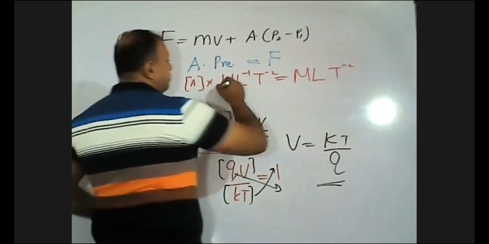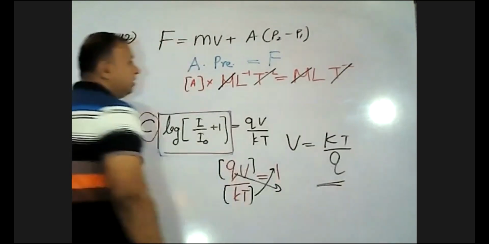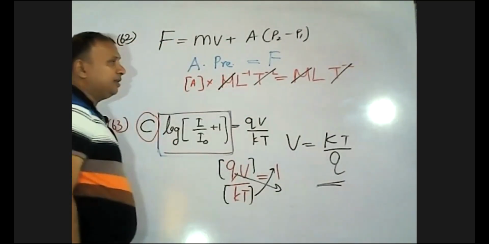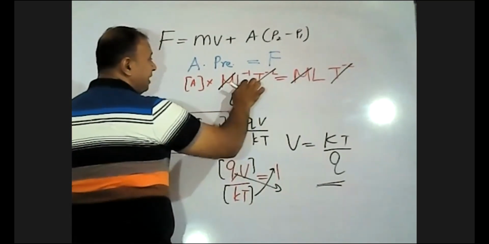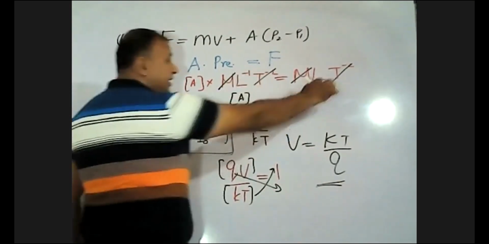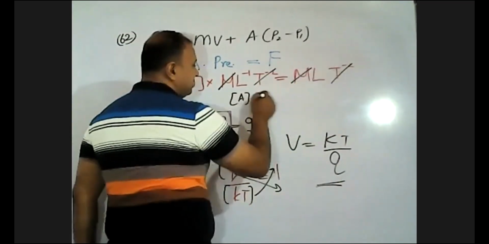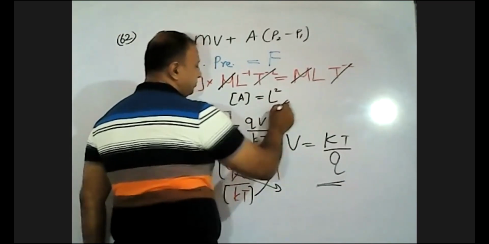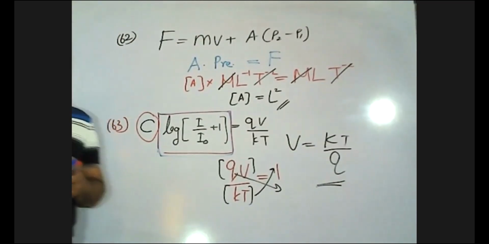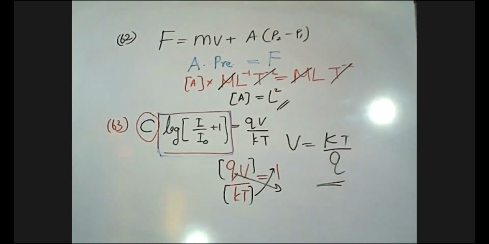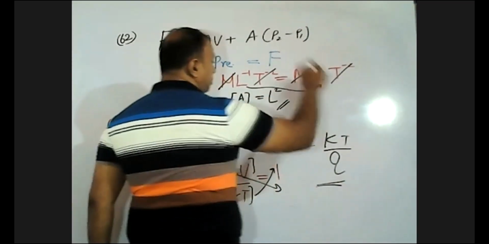M will be cancelled out. T minus 2 and T minus 2 will be cancelled out. The only remaining thing is L minus 1 and L. If I bring L to the power minus 1 here, it will be plus 1. Therefore, the correct answer is answer number 3.